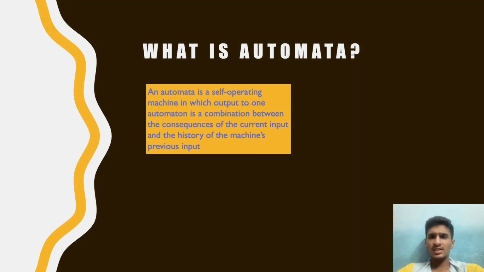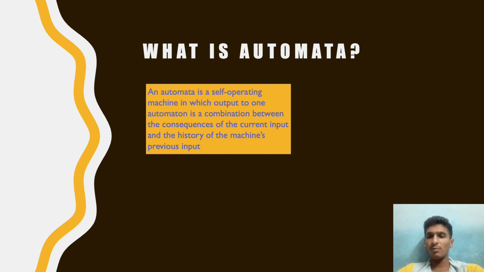Now, what is the basic definition of automata? Automata are mathematical models that are used to study the behavior of systems. It is a self-operating machine in which output to one automata is a combination between the consequences of the current input and the history of the machine's previous input. The automation consists of states and transitions. The states are represented by circles and the transitions are represented by arrows.